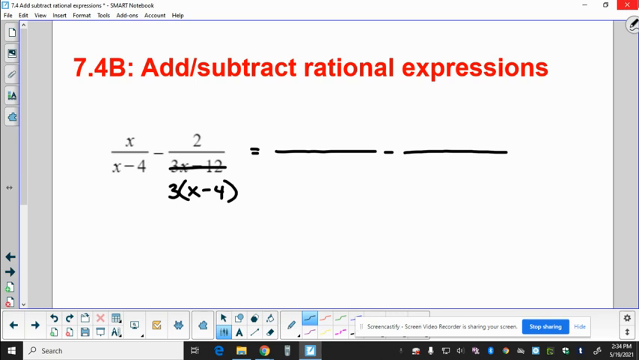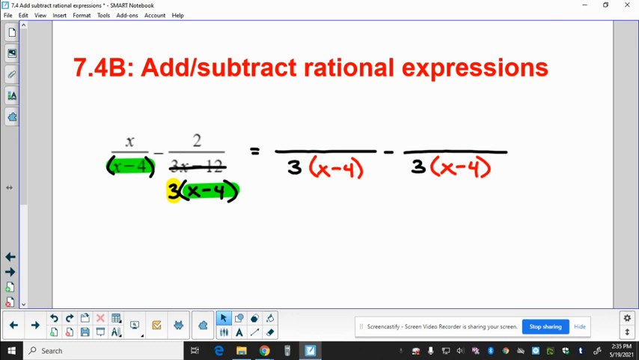So what I'm looking at here is that I see a number 3, and then I also see a factor of x minus 4. Now that's common to both terms, isn't it? So I'm only going to need to write it once. So here we go. I'm going to have a 3 here, and then I'm going to have an x minus 4, and I'm going to show you why this is the greatest common factor. Or I'm sorry, the least common multiple or a common denominator.